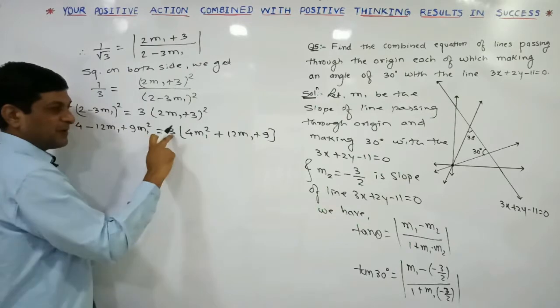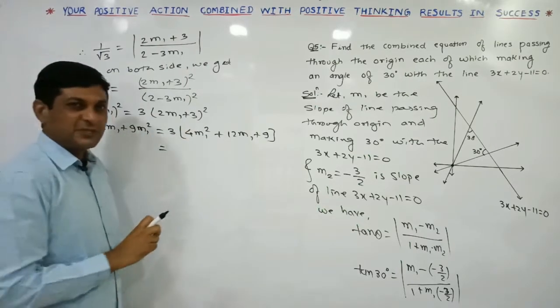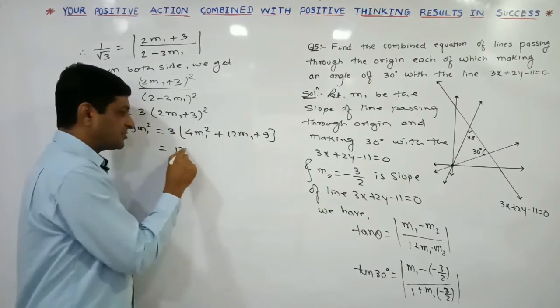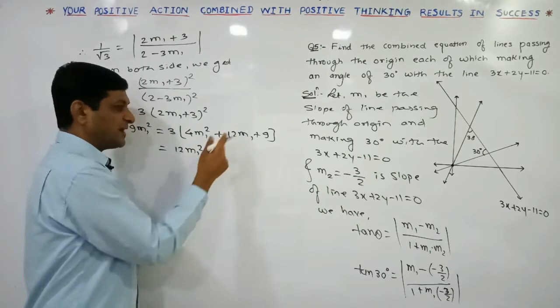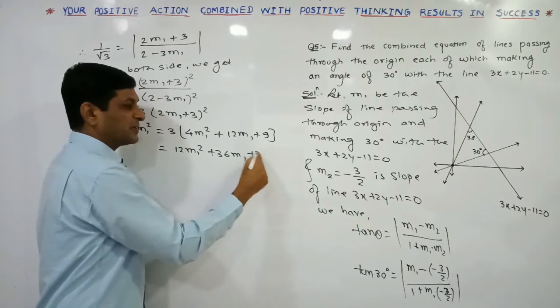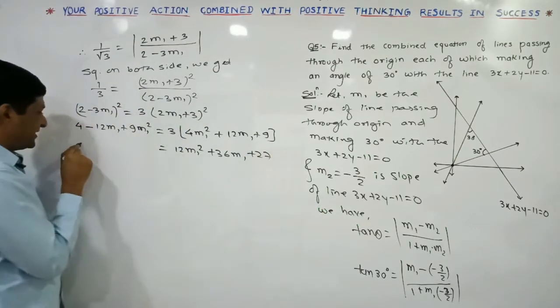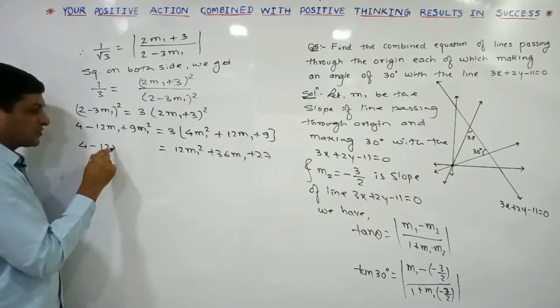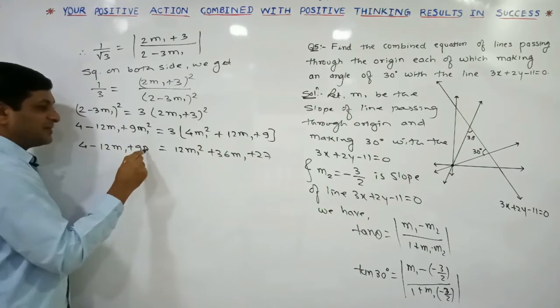So which is equal to, now I am multiplying by 3 to all the terms in this bracket. 3 4s are 12, 12m1 square. 3 into 12 is 36, 36m1, and 3 into 9 will be equal to 27. On this side keep all the terms as it is: 4 minus 12m1 plus 9m1 square.